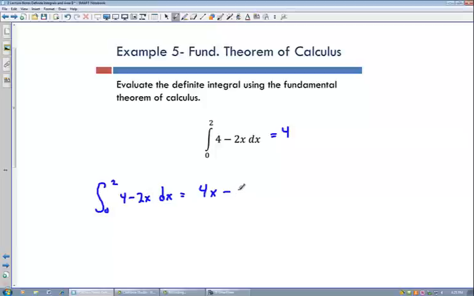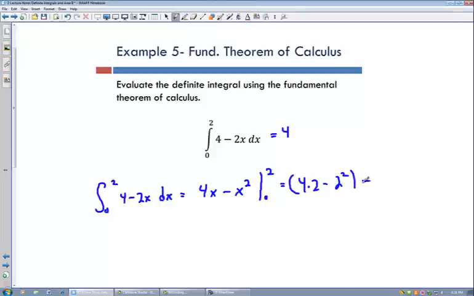And you say, oh yeah, x squared. So the derivative of 4x is 4, and the derivative of x squared is 2x. So you get 4 minus 2x when you take its derivative. And you're going to evaluate this from 0 to 2. The fundamental theorem says if you found an antiderivative, you simply plug in the upper limit. So I plug in 2: 4 times 2 minus 2 squared. I'll put parentheses around that.